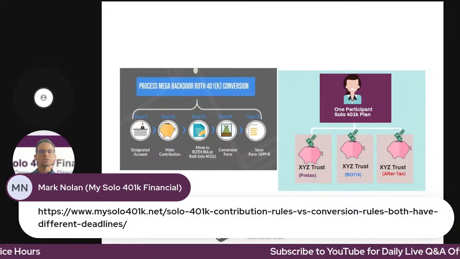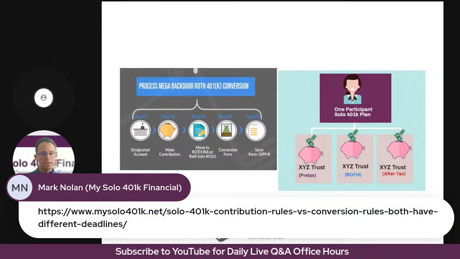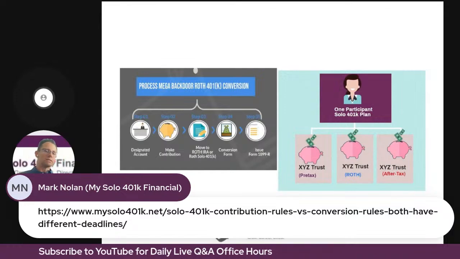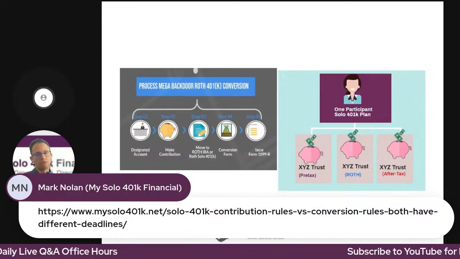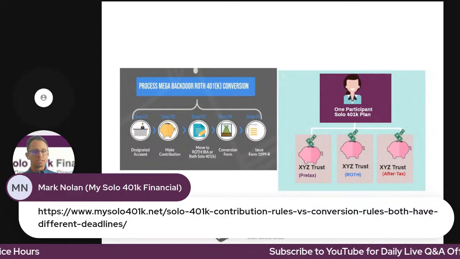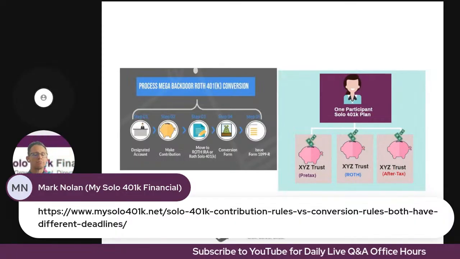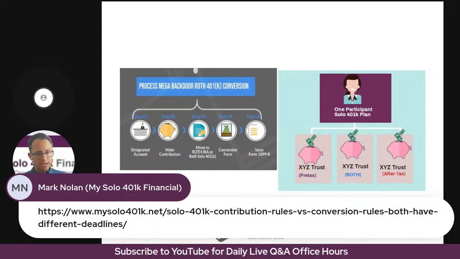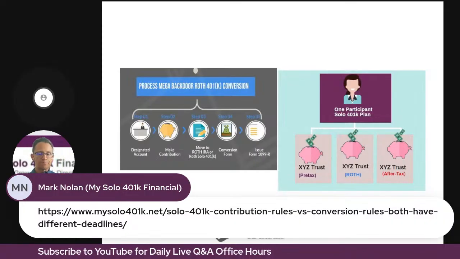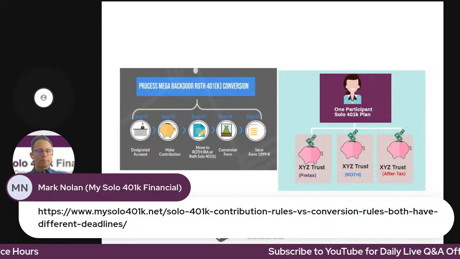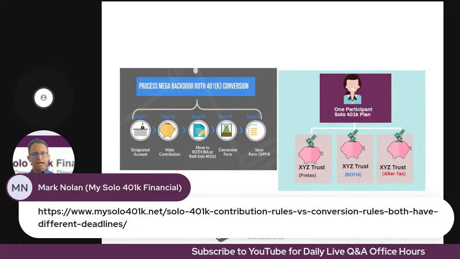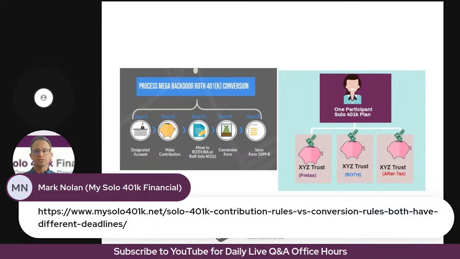So conversions are always reported in the year that the funds are actually converted from the pre-tax solo 401k or the voluntary after-tax solo 401k to the Roth solo 401k plan, which is different than contributions. Contributions, as I already mentioned a couple times, but it doesn't hurt to say it again, those have different deadlines. You can make contributions in the current year for the prior year by the business tax return due date plus timely filed extension.